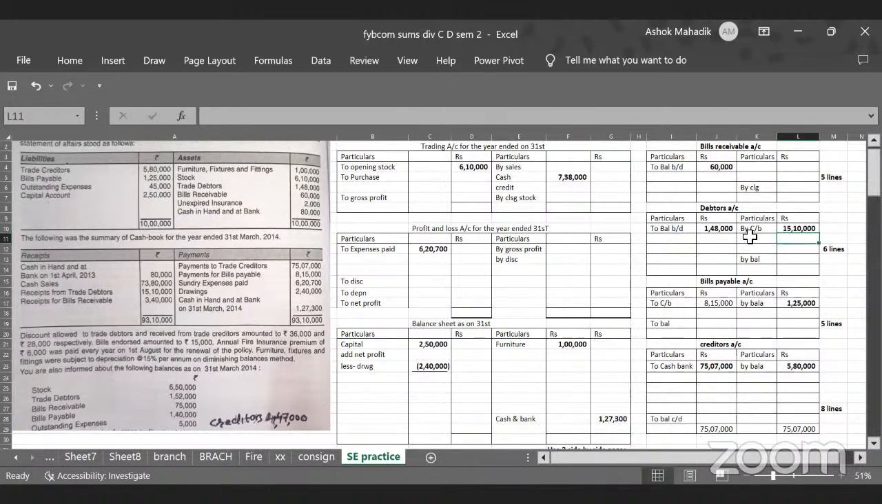Okay, then receipt from bills receivable, same way. In cash, it is on debit. So in bills receivable, it is on the credit, by cash bank. Clear? How much? 3,40,000.